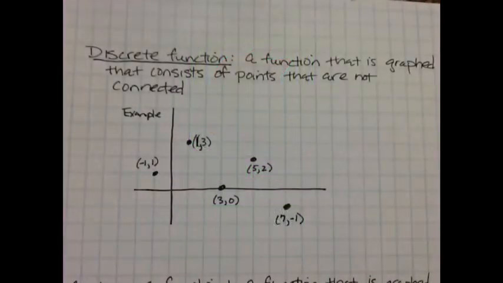In the last two parts of example 1, we saw what would be referred to as a discrete graph. In this case, we're looking at a discrete function. A discrete function is basically a function whose graph consists of points that are not connected. So below you can see a clear example of what a discrete function would be. Notice again it's a function because no x value has two separate or different y values associated with it.